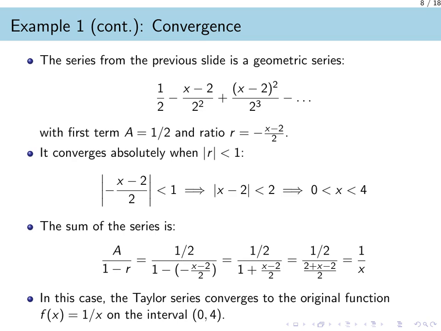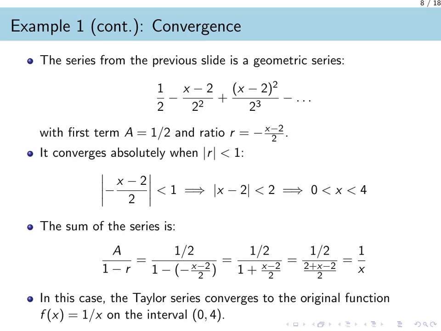Now, let us analyze the Taylor series we just generated for the function f of x equals 1 over x. We will show that this series actually converges back to the original function, but only within a specific range of x values. The key insight is to recognize that this is a geometric series. A geometric series is one where each term is the previous term multiplied by a constant factor. In this case, the first term, which we can call a, is 1/2. The common ratio, r, is the negative of the quantity x minus 2, all divided by 2.